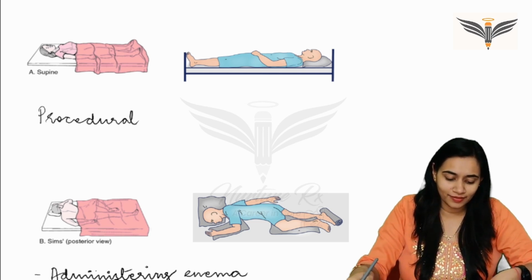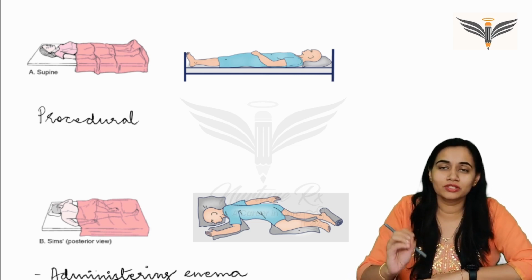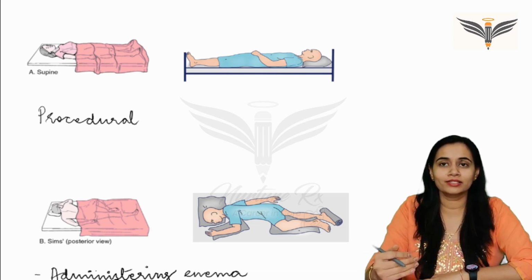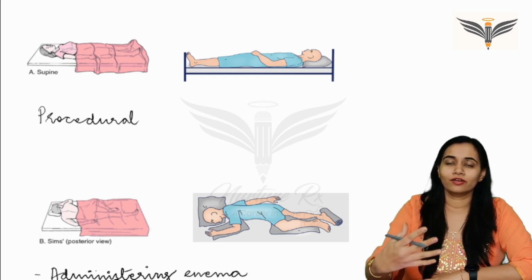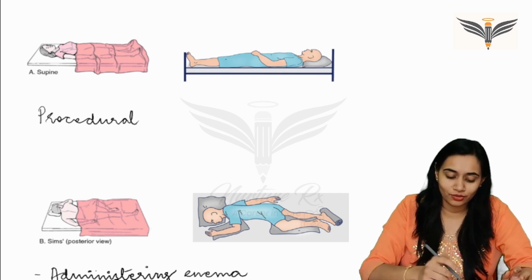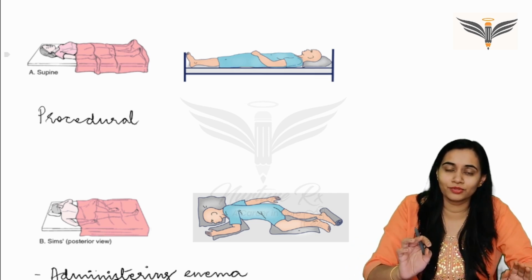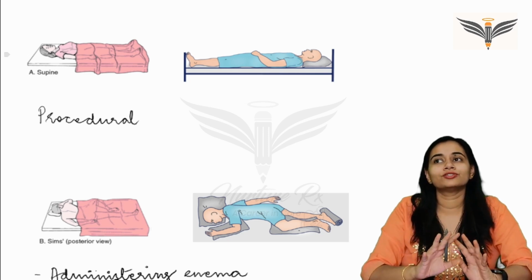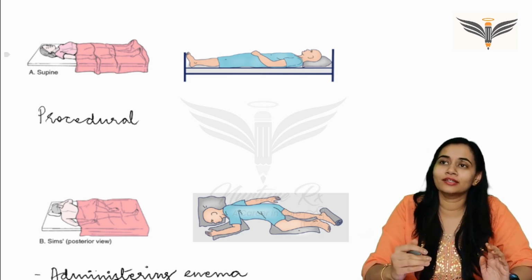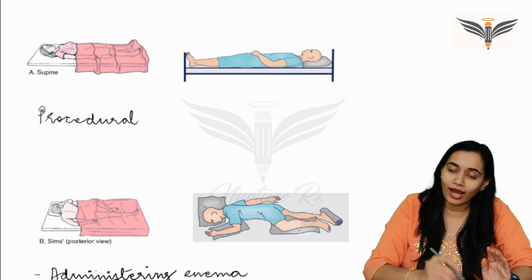So as you can see, the first is the usual supine position, that is the patient is lying on the bed on his back and the chest is facing forward, with everything in extended position. Okay, so this is your usual supine position. What is it used for? It is used as a general comfort position, and it is used in most of the surgeries or procedures.